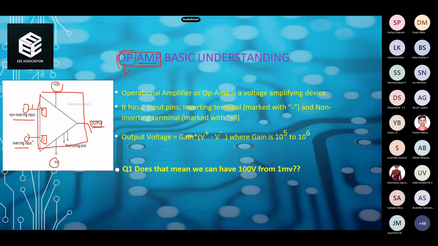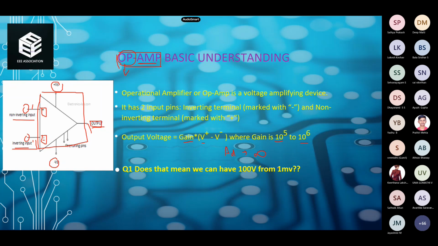The output voltage is given by the voltage applied at the non-inverting terminal minus the voltage applied at the inverting input, multiplied by the gain of the op-amp. In the ideal case we say the differential gain A_D tends to infinity, but in practice it is around 10 to the power 5 to 10 to the power 6.